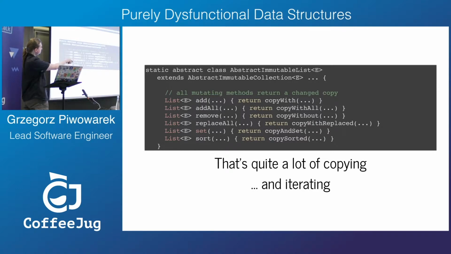Because as you can see here on the right side, there is copyWithAll, copyWithout, copyWith, and something else. And that's quite a lot of copying and iterating. Because for example, if you work with an array list, you want to have constant time access by index. And if you want to remove an element from an array list, you expect it to be removed in constant time. But here it's not really constant time because you need to do a lot of iteration to change an object, so we lose a lot of cool properties that we had with our basic and boring mutable data structures.